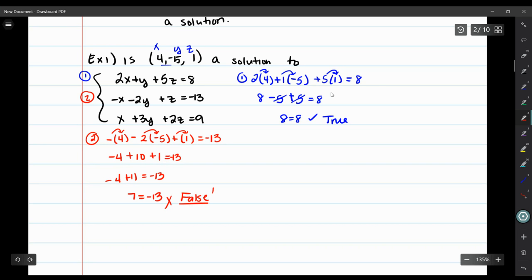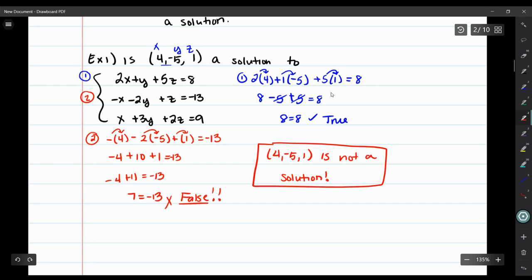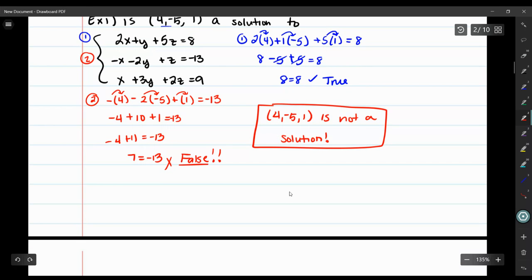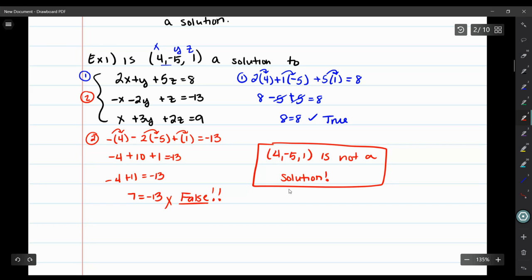So we can stop here. Once you hit a false statement, that means that the coordinate point is not a solution. That's what that would mean. Once I hit a false statement, that coordinate point is not a solution. If this had been true, then you would need to go check number 3 the same way. Substitute x, y, and z and see if you get a true statement. True for all 3 means yes, it's a solution. False for at least 1 means not a solution.